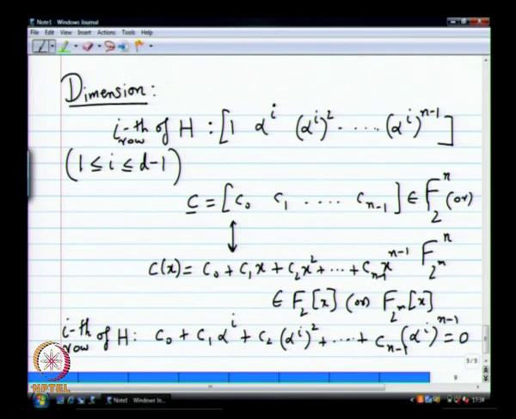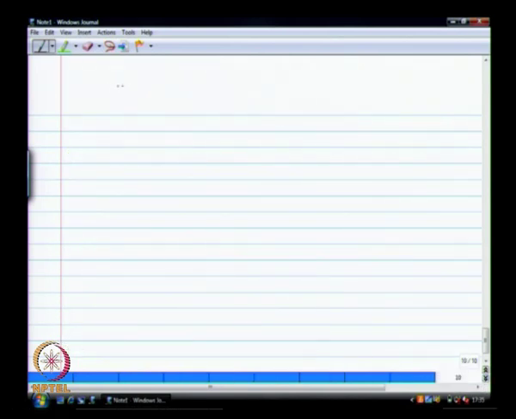So, let us stare at C of x and the condition imposed by the ith row of H for a while and see if we notice something. What can we notice? So, instead of saying my code word has to be orthogonal to the ith row of H, I can equivalently say my code word polynomial should have alpha power i as a root. Okay. So, both of them are perfectly equivalent statements, they are just formally exactly equal, nothing more to worry about. Okay. So, basically the ith row of H imposes the constraint that C of alpha power i equals 0.